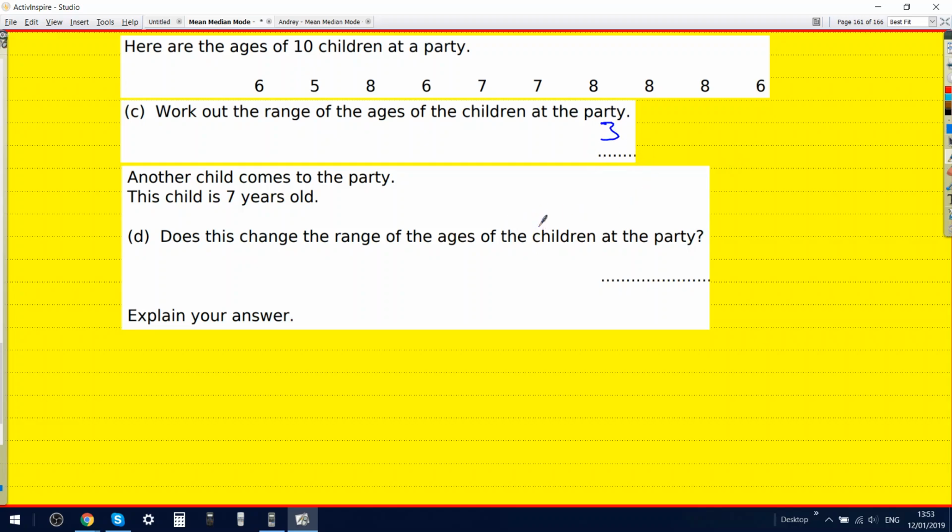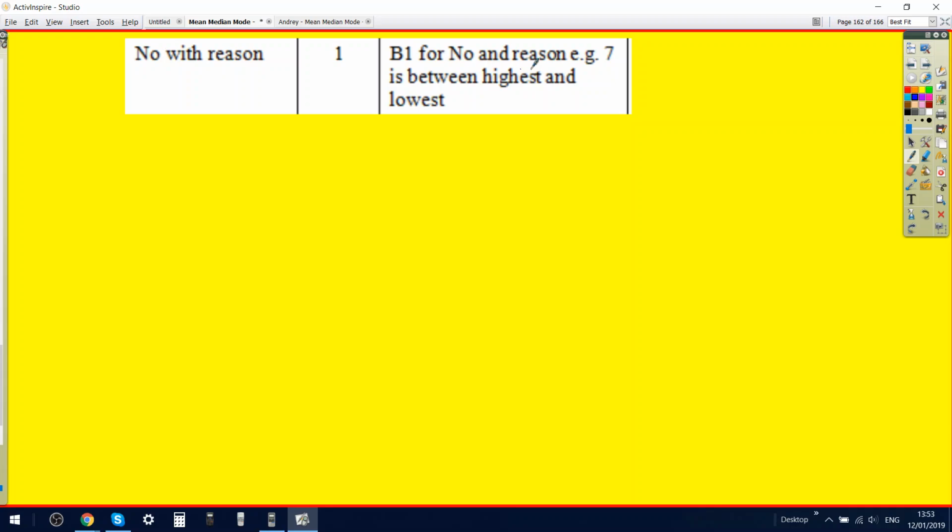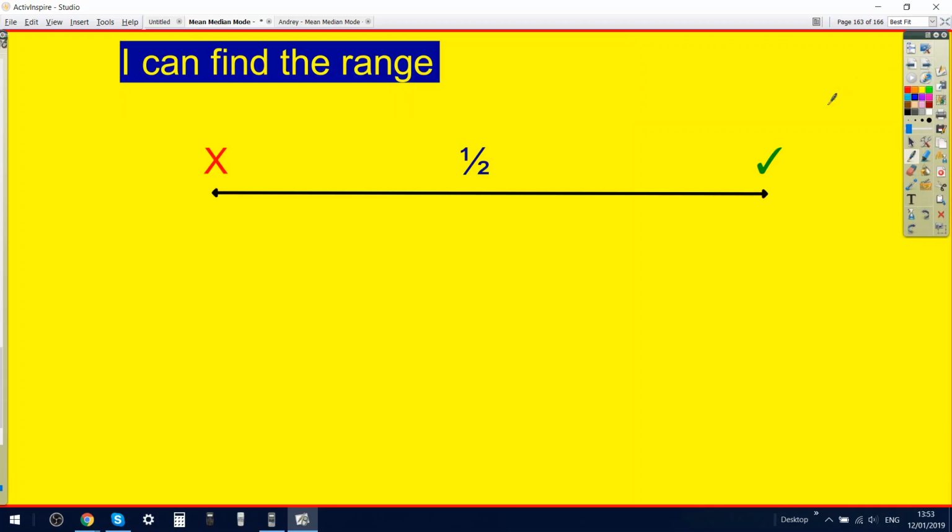Another child comes to the party. The child is 7 years old. Does this change your range? No. Why not? Because there's already 2 other children that are 7 years old. And what they said is it's between the highest and the lowest. So it's neither the highest nor the lowest. So the range is the same.